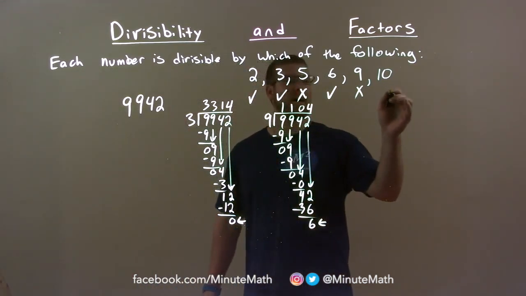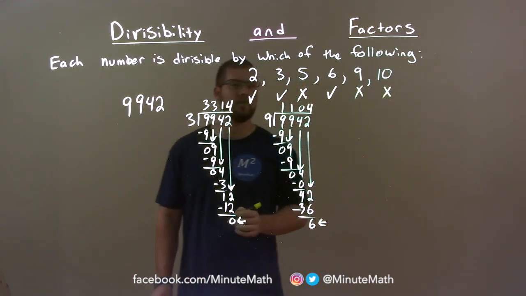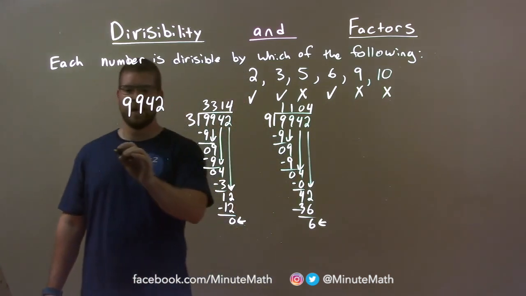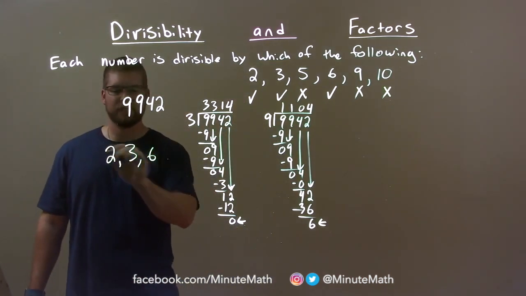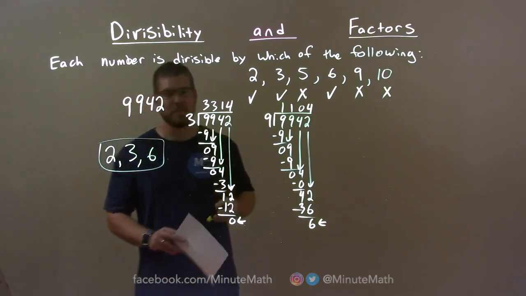9,942 does not go to end in a 0, so 10 is out. So our only options are 2, 3, and 6. And there we have our final answer.